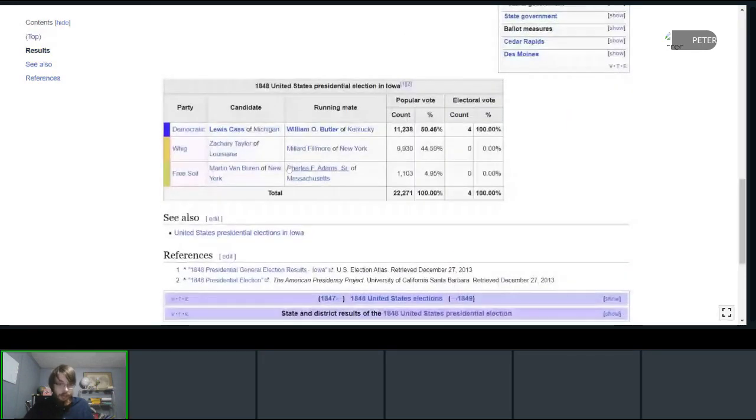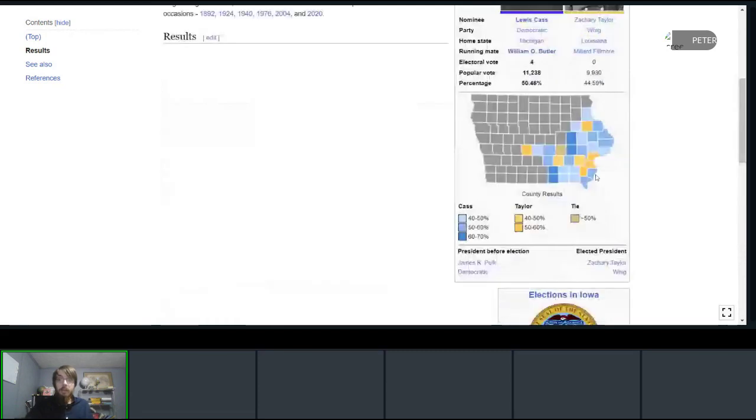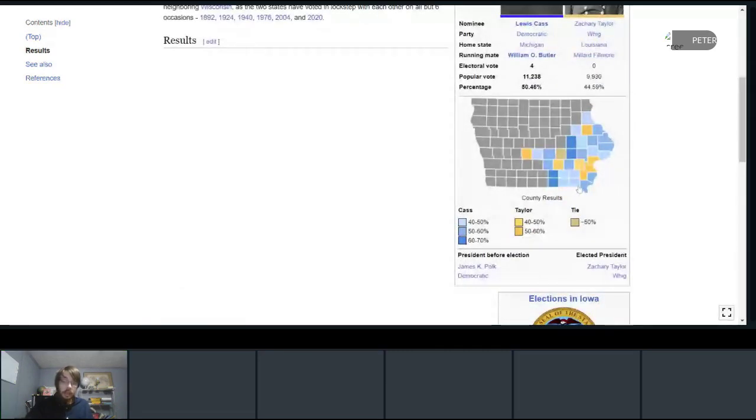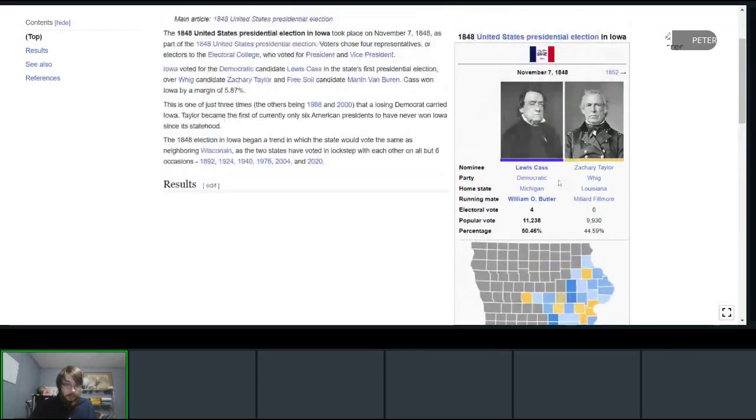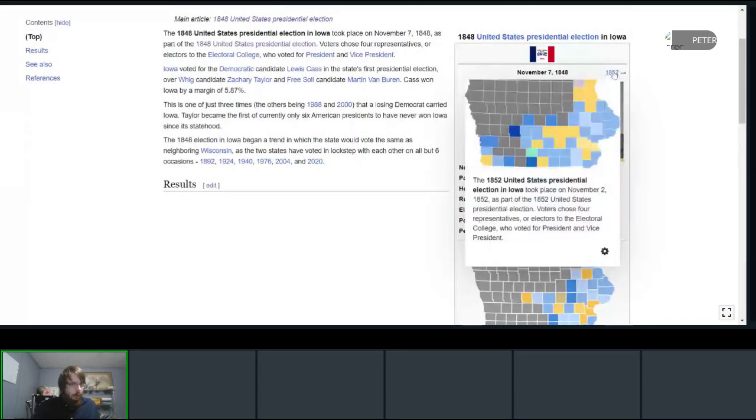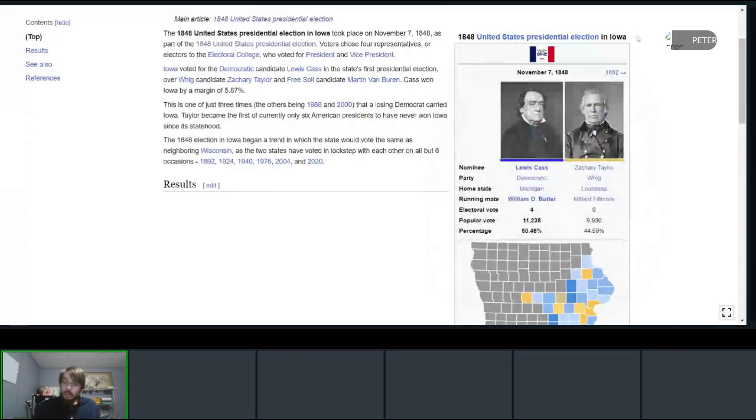However, there's the third party candidate, Martin Van Buren, who is at this point a former president of the United States. And we have Van Buren County down here in the southeast, and it's voting for Lewis Cass, and not Martin Van Buren, for whom it's named. But that's not too odd because, for two of those, the counties didn't exist, and Martin Van Buren's running kind of a weird third party thing.